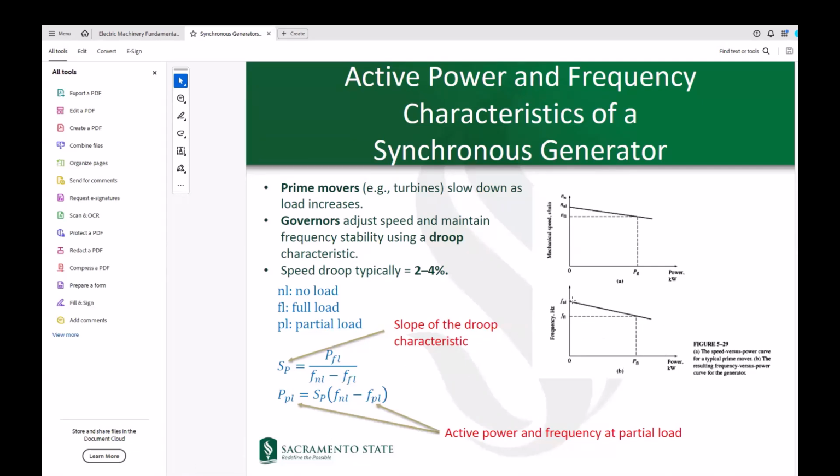Based on this line, under partial load conditions, the relationship between the frequency and power can come from this SP and F at no load conditions. So this is just coming from this line. This is nothing special. We can use this equation to come up with the frequency or power at partial load conditions, whichever is unknown to us, based on the problem statement that we are encountered with. So keep that in mind.